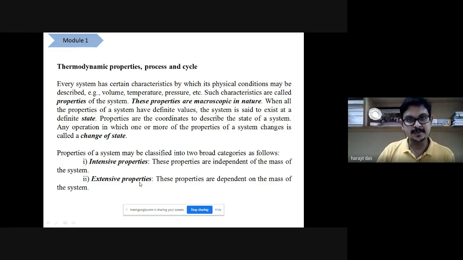And extensive properties are not independent of mass. So the properties which are independent of the mass are called intensive properties, and the properties which are not independent of mass, meaning dependent on mass, are called extensive properties of the system.